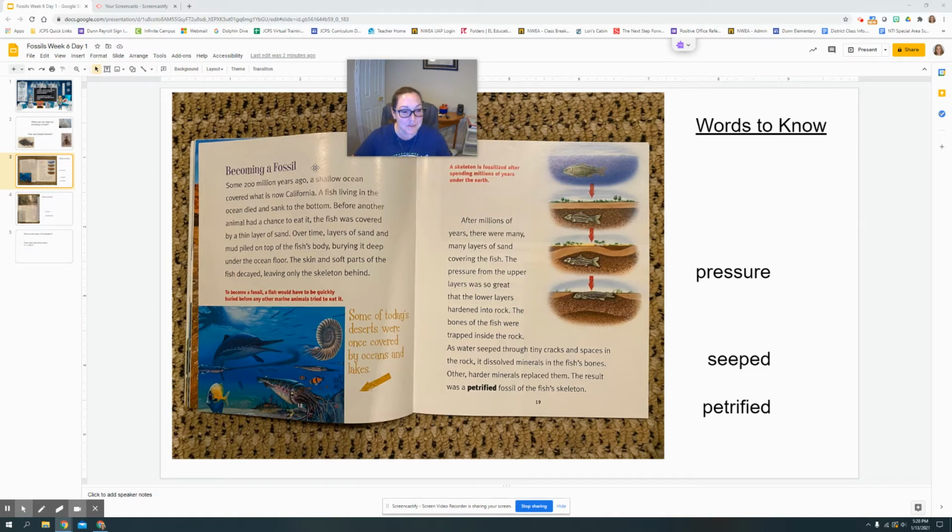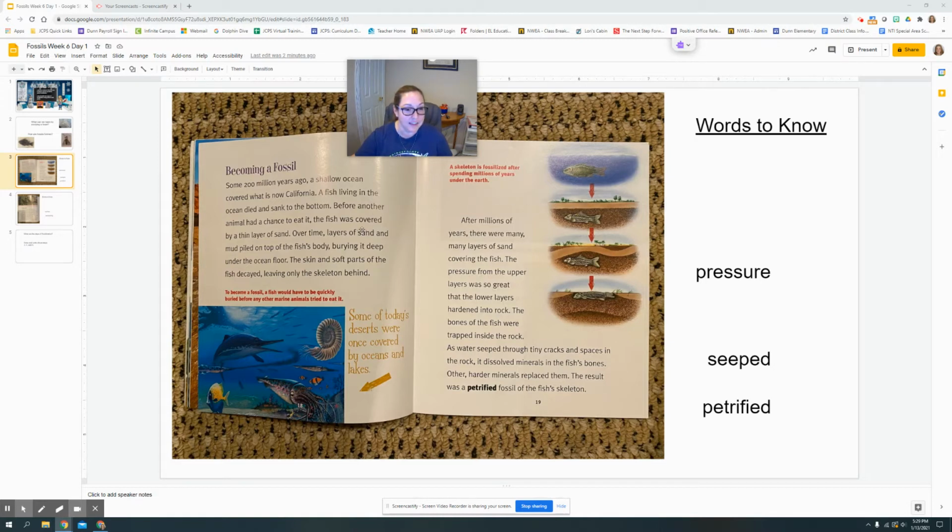Becoming a fossil. Some 200 million years ago, a shallow ocean covered what is now California. A fish living in the ocean died and sank to the bottom. Before another animal had a chance to eat it, the fish was covered by a thin layer of sand. Right, that's step 1. That's up here where he died and he sank to the bottom.